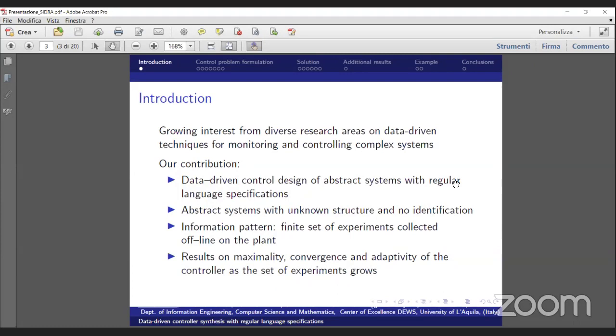Our contribution is detailed in these four bullets. Again, we consider an approach based on data for the control of this class of systems that we term abstract systems, where specifications are expressed in terms of regular languages. These systems have a known structure, and we are not going to use identification techniques to understand the behavior of the system. The information pattern that we consider for the control design is given in terms of a finite set of experiments that are collected offline on the plant. And then we are also going to give some results concerning maximality, convergence, and adaptivity of the controller as the experiments grow.